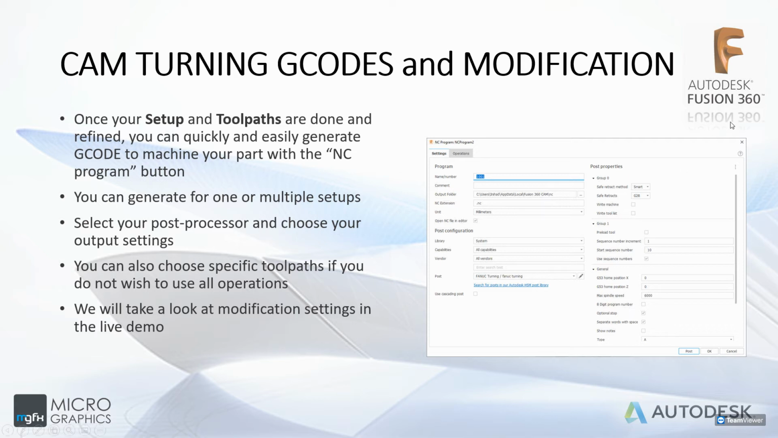And if you look on the right-hand side, you will find post properties. This will allow you to quickly change certain things that are exclusive to that post processor. So Fanuc turning, for example, will allow you certain options. It will allow you to enter a G53 home position X. It will allow you to preload the tool or allow you to modify the line numbers.